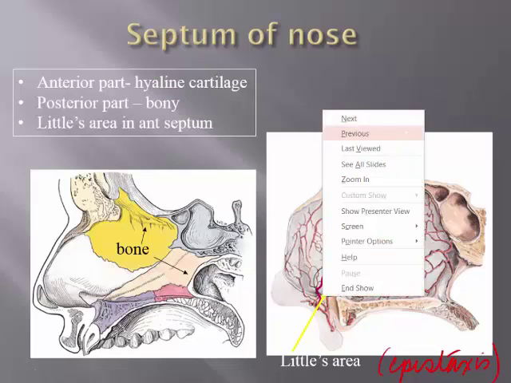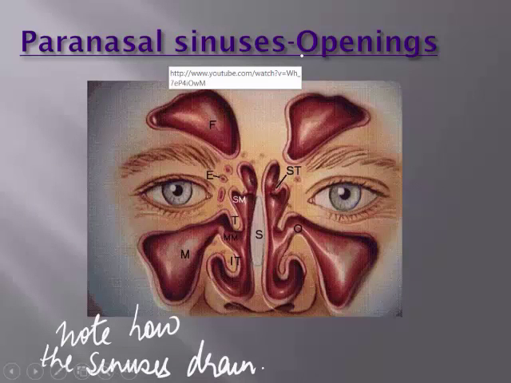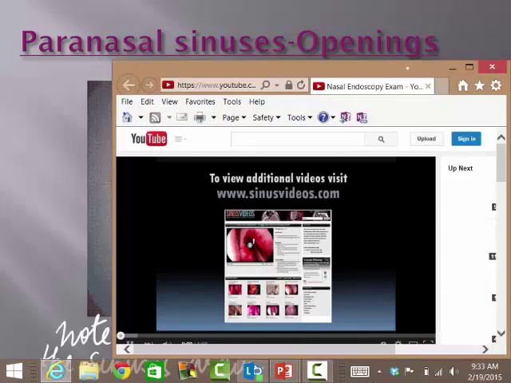Before we do that, let me show you these paranasal sinuses, how an otolaryngologist actually looks at your nose and how you will see these openings. They're very, very small openings.